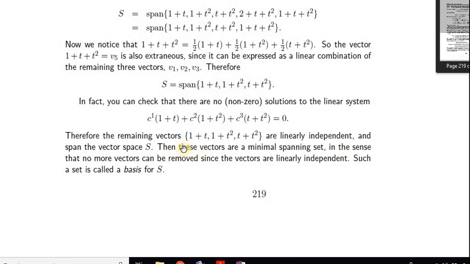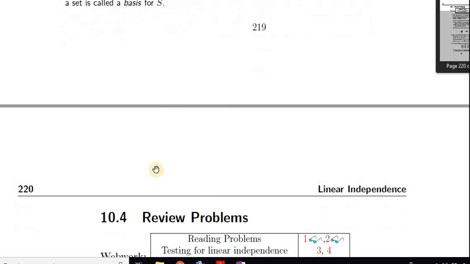And what you have then finally is a linearly independent set of vectors that span a certain subspace. And this linearly independent set that spans the subspace is called a basis. And we'll be talking more about that in subsequent chapters.